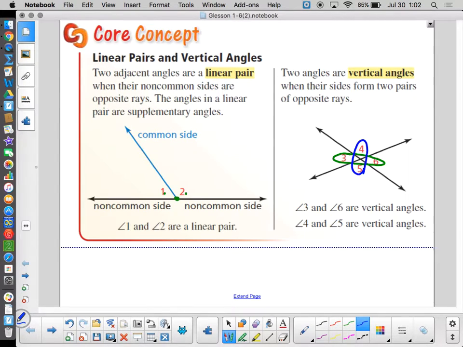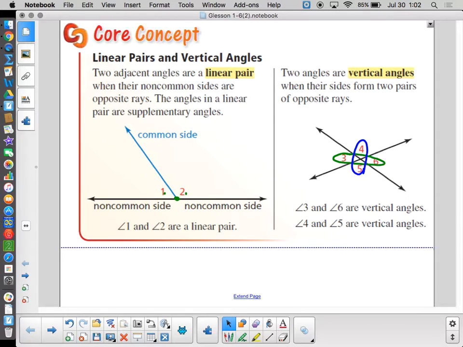So vertical angles are angles that lie across from each other when two lines intersect. Or by definition, they form two pairs of opposite rays. To me, that's a little more of a confusing definition. Just look at the picture, learn the picture.